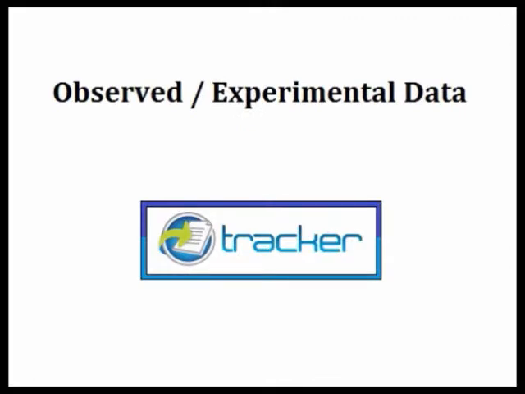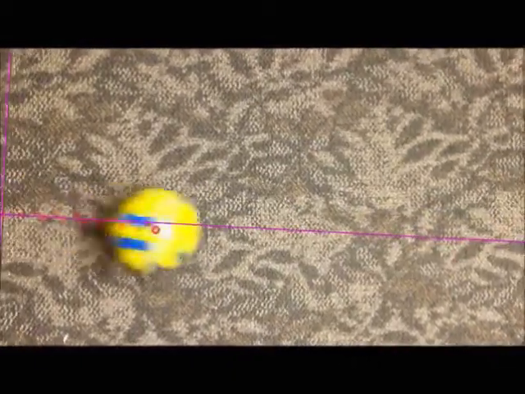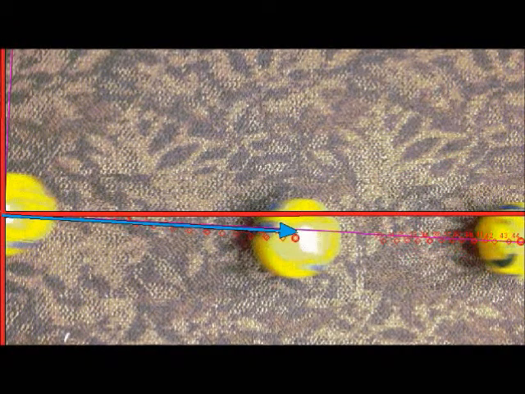I used Tracker to collect the observed or experimental data. To do this, I estimated the average position of the ball for each frame, setting the axes so that the ball's velocity is in the positive x direction and the y component is nearly zero. This saves some work, because if I instead chose my axes perpendicular to the frame of video, I would need to consider the y component of the ball's velocity as well.